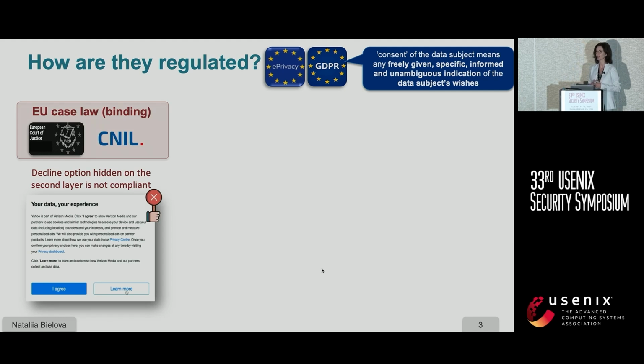On one side, we have the case law, or in the US it's called precedents, where the regulators or the highest courts, like the European Court of Justice, make decisions on which kinds of designs are definitely violating the law. For example, when it comes to accept and decline options, the CNIL recently decided that a decline option hidden on the second layer of the banner is definitely a violating design. So that's settled, at least for France.